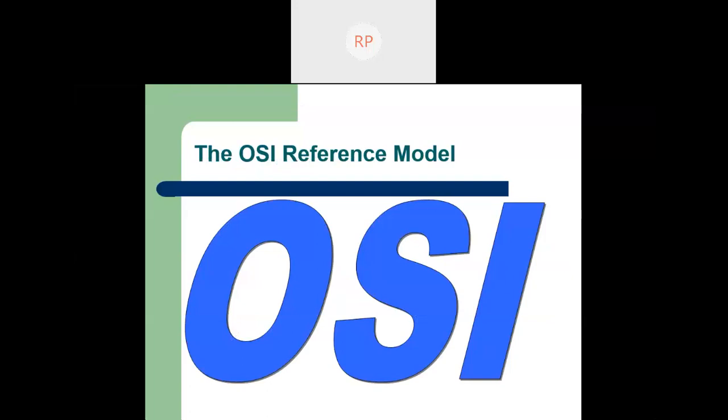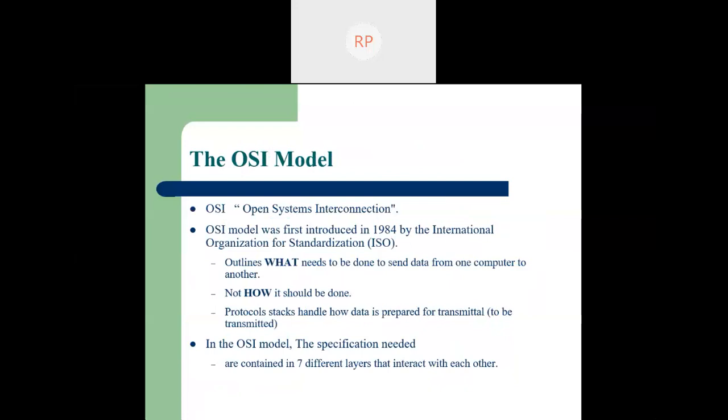It's nothing but the OSI reference model. So what is OSI? The full form is Open Systems Interconnection. That model was first introduced in 1984 by the International Organization for Standardization. So what is the role of the OSI model? It outlines what needs to be done to send data from one computer to another.